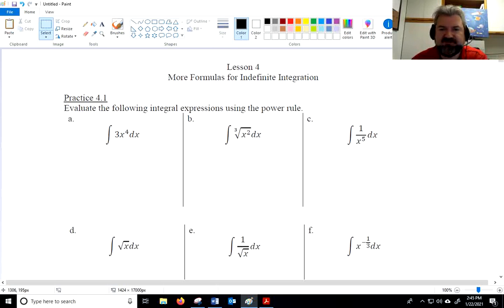Welcome back to another lesson in AP Calculus. This is Unit 7 about integration and the definite and indefinite integrals. Today we're going to be looking at some additional formulas for indefinite integration.